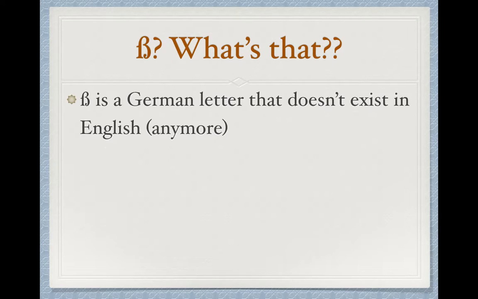Alright, so that weird B-looking letter, it's called an Eszett. It's a German letter that used to exist in English but doesn't anymore. We stopped using it somewhere around like the 1100s. So you'll see it in really, really ridiculously old English texts, but the Germans still use it today.